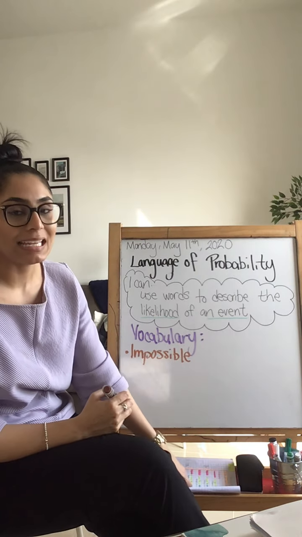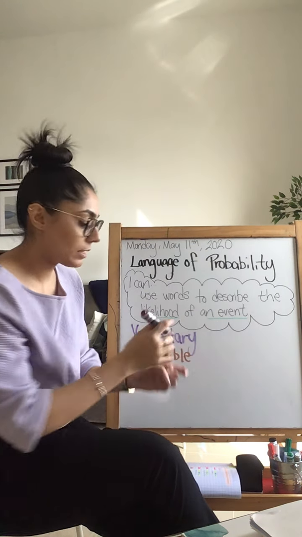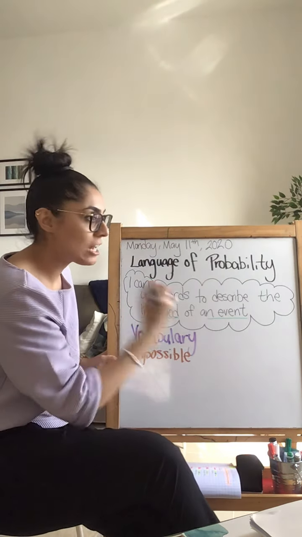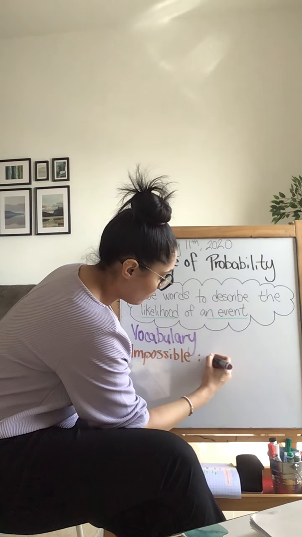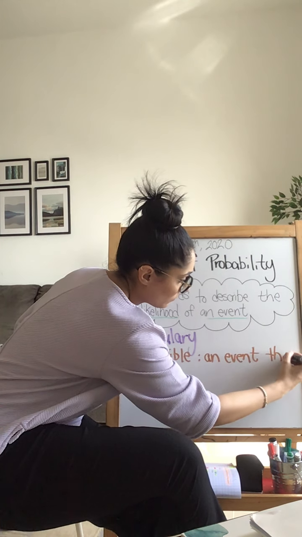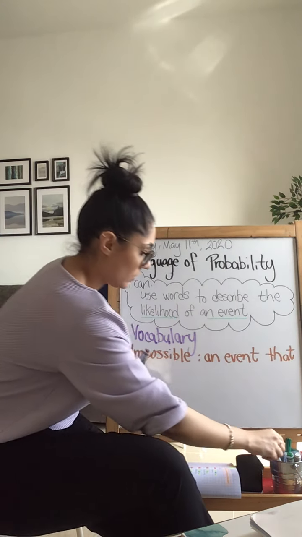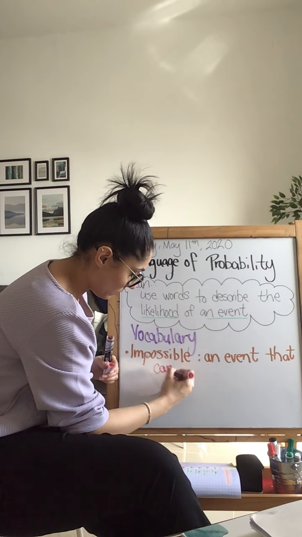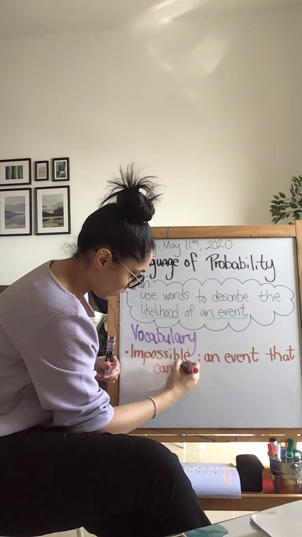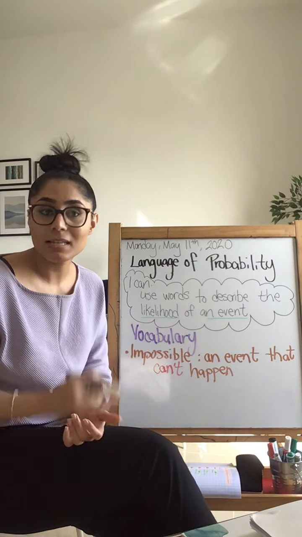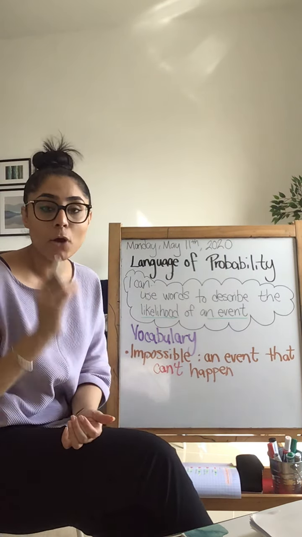Right? If I say something is impossible, you probably already know that's an event that will never happen. Something that will never happen. It just cannot happen. So, an event that cannot or can't happen. So you can highlight that. I wrote it in red, you can highlight that. So impossible, an event or something that is impossible would be an event that cannot happen.